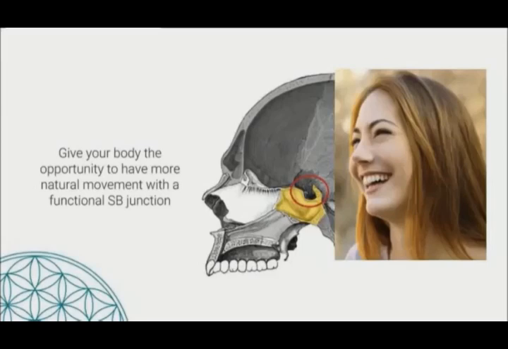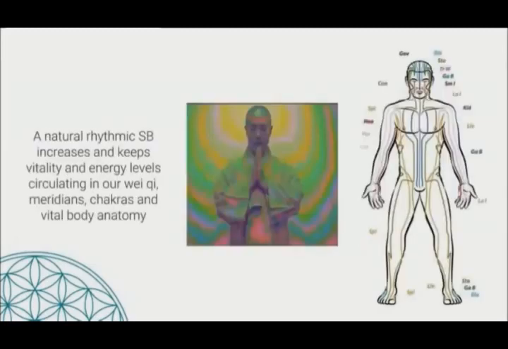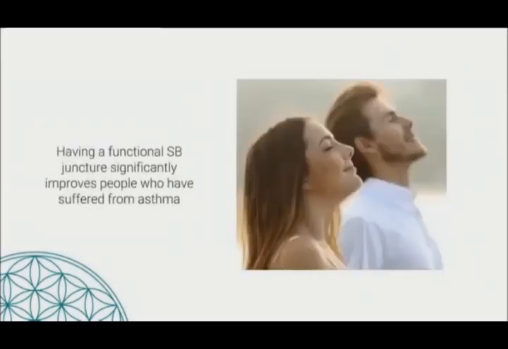Give your body the opportunity to have more natural movement with a functional SB junction. Pranayama and functional breathing improves and strengthens the respiratory system. A natural rhythmic SB increases and keeps vitality and energy levels circulating in our Wei Qi, meridians, chakras, and vital body anatomy. Having a functional SB juncture significantly improves people who have suffered from asthma.